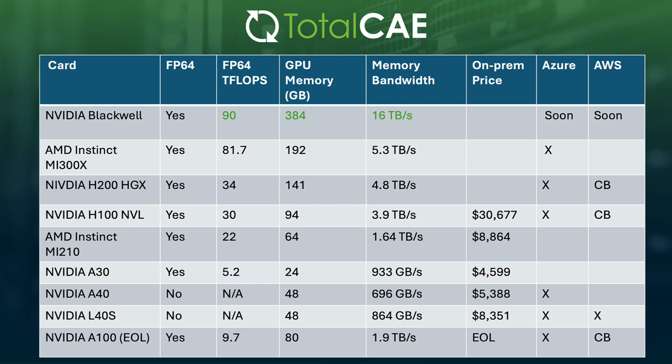Now here's a little table that we made of the most popular cards. For on-prem, you can basically only get H100, H200, A30, A40, L40S. The A100 you can't really get anymore, but you can still get that on the cloud, and even older cards like the V100 and other older generation cards are available.